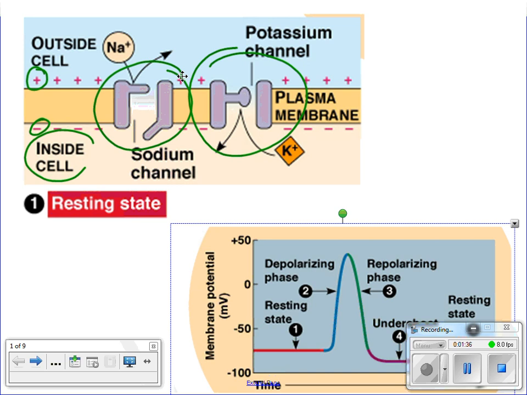So at the resting state, a normal neuron is going to be negative on the inside, positive on the outside, and it's going to be around, this chart shows it at about negative 75 millivolts. The threshold for getting one of these neurons to fire is going to be right underneath that, at negative 55 millivolts.